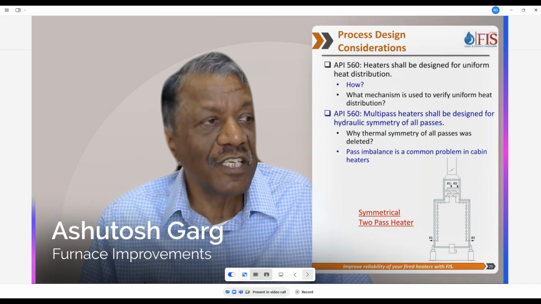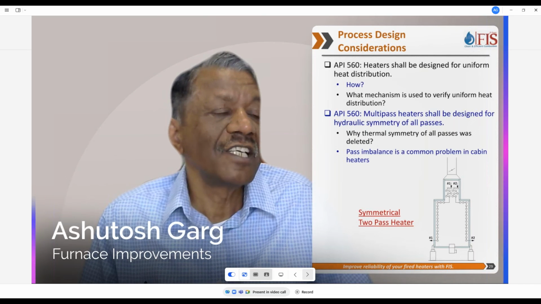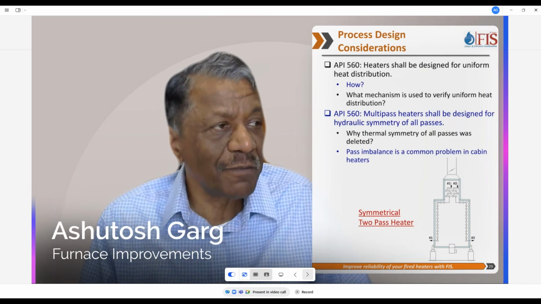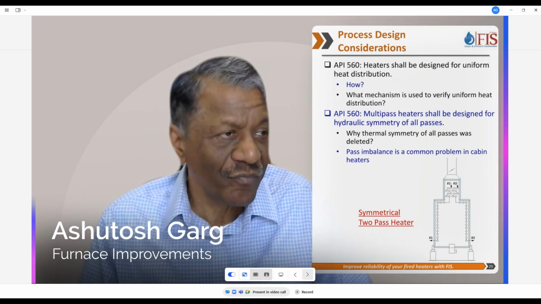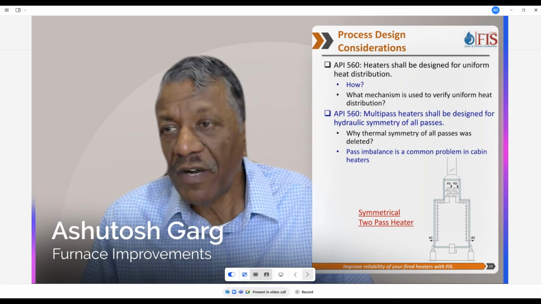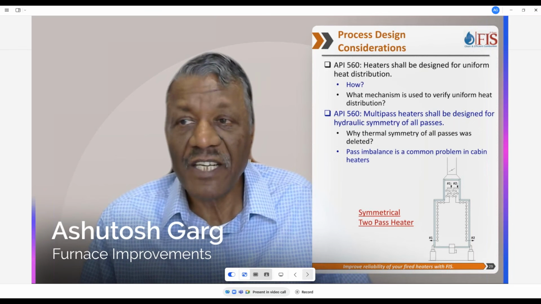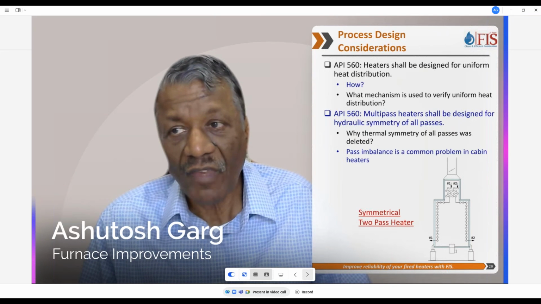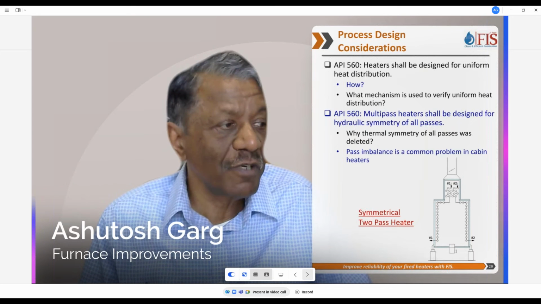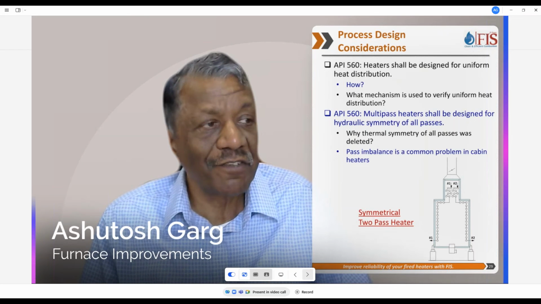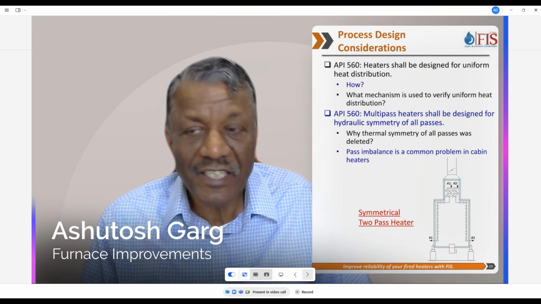And you can see earlier in API 560, it used to say multi-pass heaters shall be designed for hydraulic and thermal symmetry. And I don't know why thermal symmetry got deleted. It was diluted. And pass imbalance is a common problem in fired heaters, especially in cabin heaters.